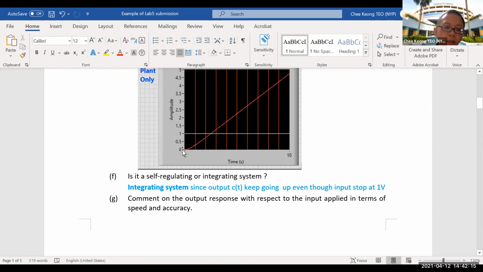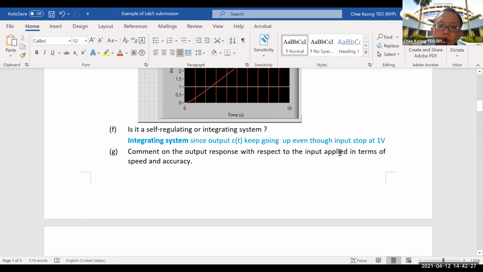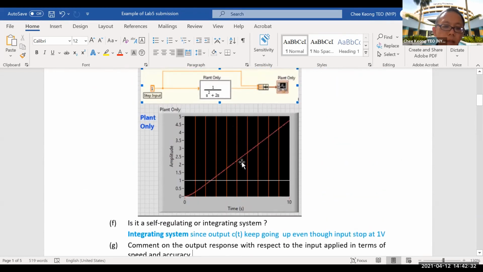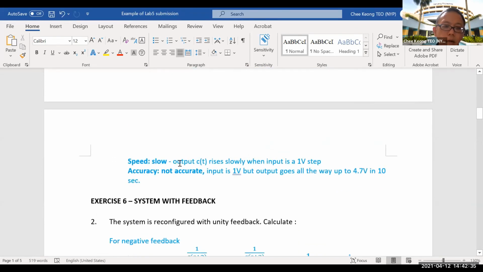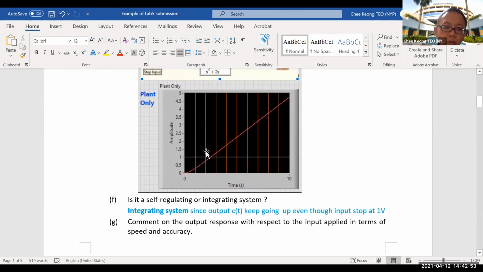For a self-regulating function, if the input already stopped, then the output will also stop at a certain level. They will settle down. Now, comment on the output response with respect to the input applied, in terms of speed and accuracy. For speed, the output rises very slowly when a 1 volt step is applied. You can see when I put a step function here, it takes a very long time to reach 1 volt, and of course, after that, it crosses 1 volt. Our intention is to look at how long it takes to reach 1 volt. So it takes quite a few seconds.